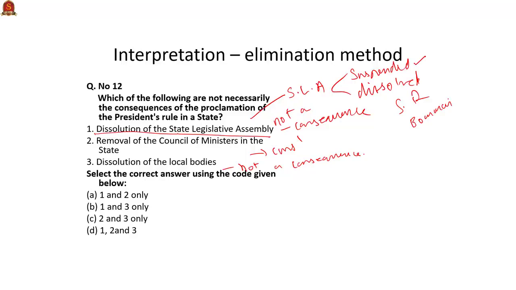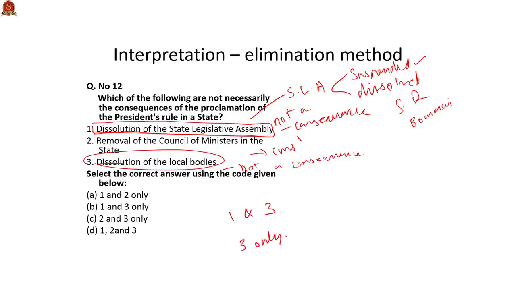Like that you may interpret. Some of you may interpret like that also, but this is where you have to go by the elimination method. If you have doubt in interpretation, go to the key and see the options. Supposing you are considering the first statement as not necessarily a consequence, then the answer will be 1 and 3. Then if you say dissolution of the state legislative assembly is a consequence, removal of the council of ministers in the state is a consequence, the third one is also not a consequence. So your answer should be 3 only.